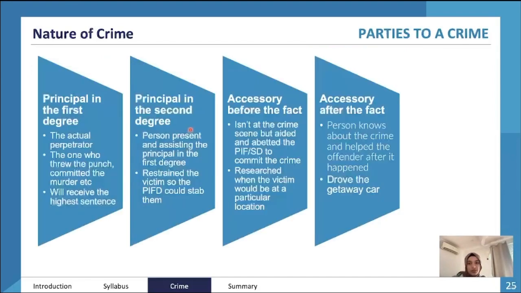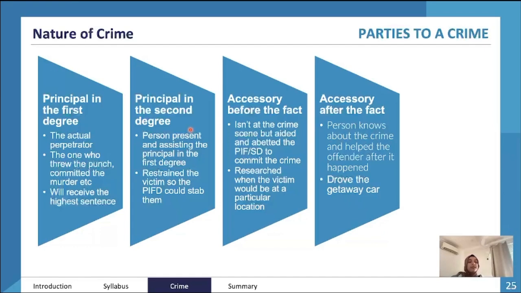Okay, so moving on to the different parties to a crime. Let's go through these: principal in the first degree, principal in the second degree, and then accessory before and after. Principal in the first degree is the actual perpetrator. This is the person who punched the person and then the other person passed away, or the person who committed the murder. They will receive the higher sentence because they're the one who committed the crime. They're the principal offender or the actual perpetrator.